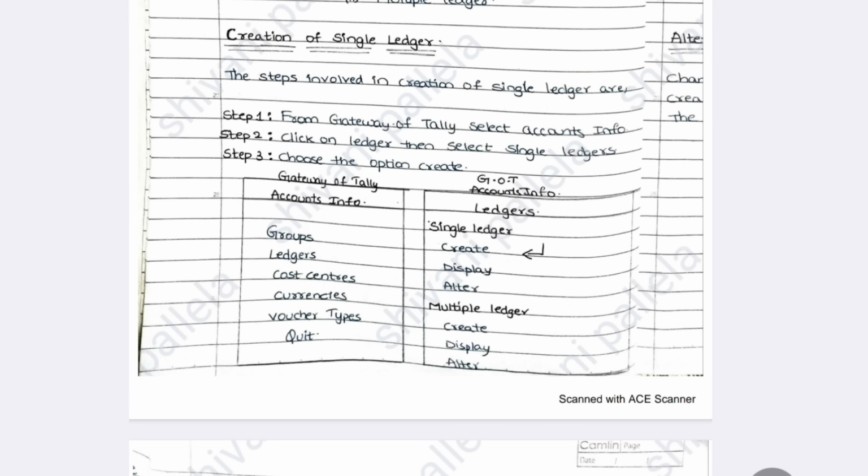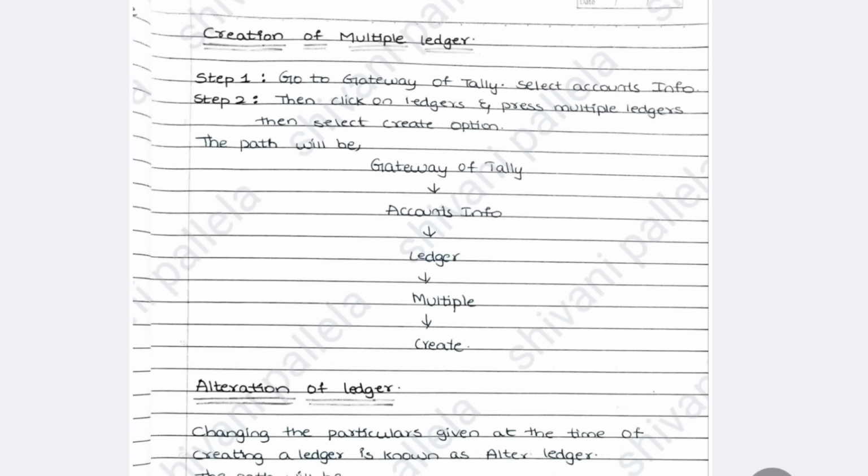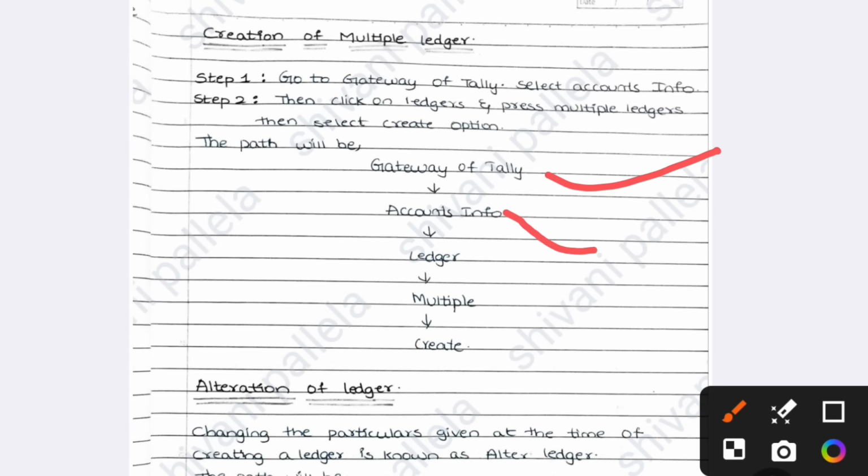For example, if you want to message me, you will unlock your phone, enter your password, get the screen, search my contact, and keep the message high. Whatever we are doing in a practical way, that is the same thing we present in the answers. Clear? If you want to create multiple ledgers, from Gateway of Tally you need to click on Accounting Info, then click on Ledger, then click on Multiple, Create.